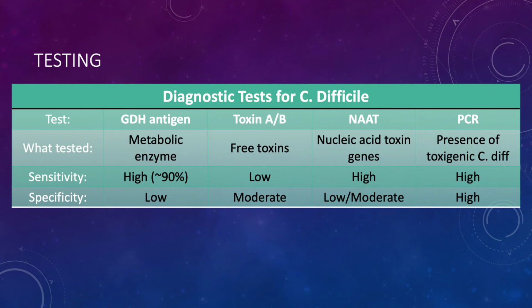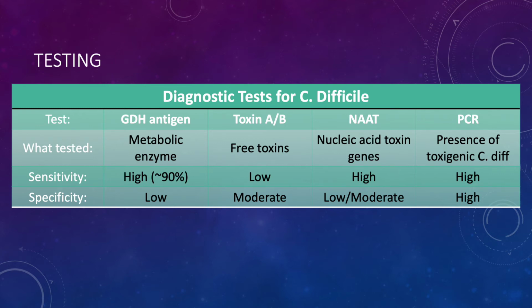So the GDH antigen: high sensitivity, low specificity. Toxin A and B test the free toxins: low sensitivity, moderate specificity. The NAAT tests the nucleic acid toxin genes. It's got a high sensitivity, low specificity. PCR tests the presence of toxigenic C. diff, and it has both high sensitivity and specificity.